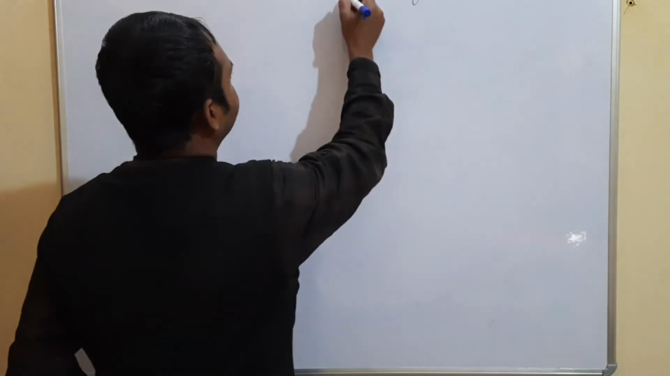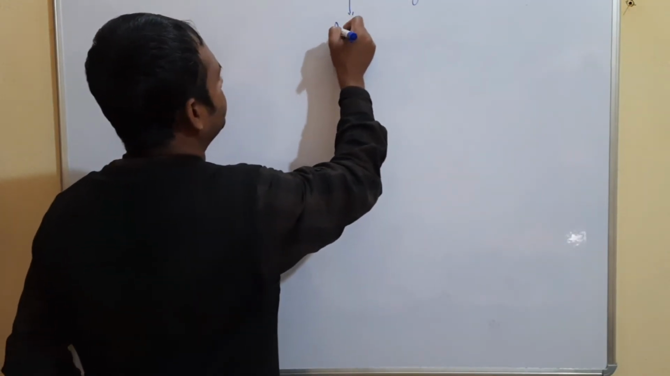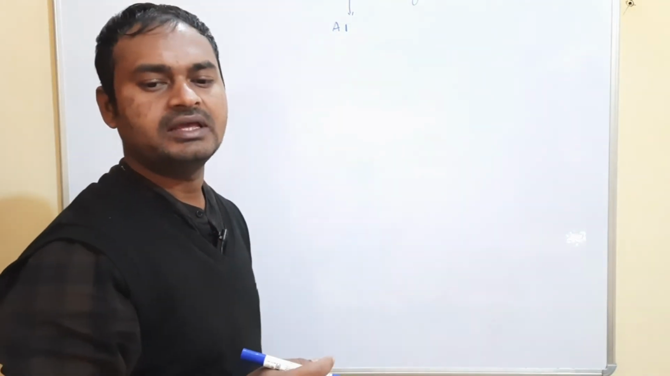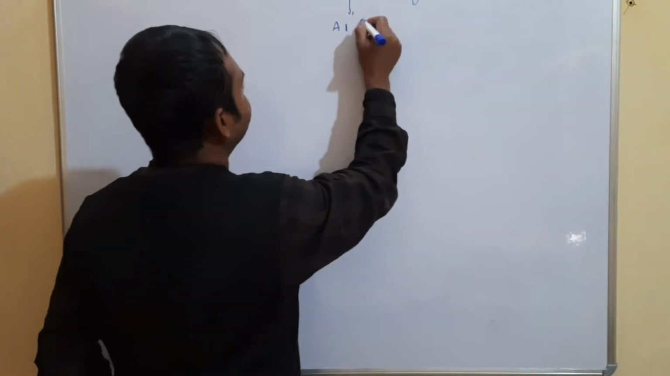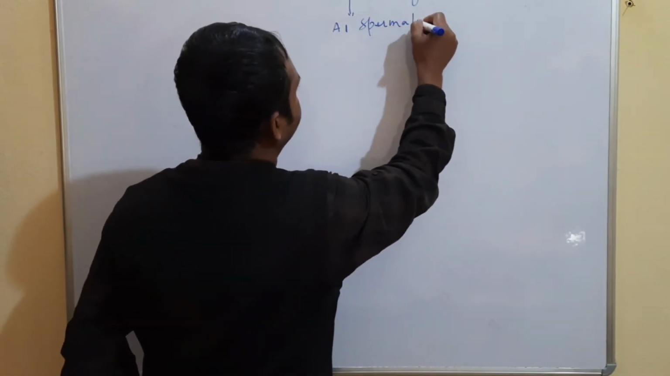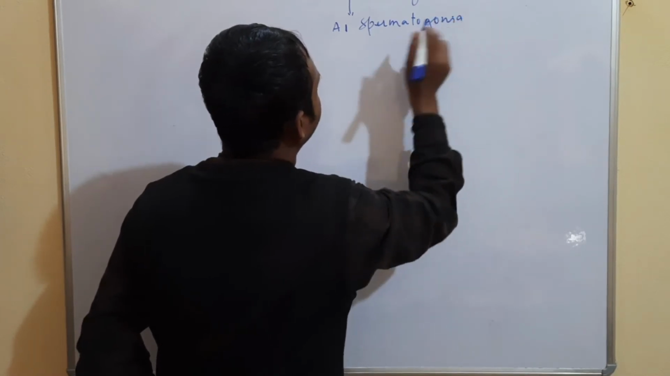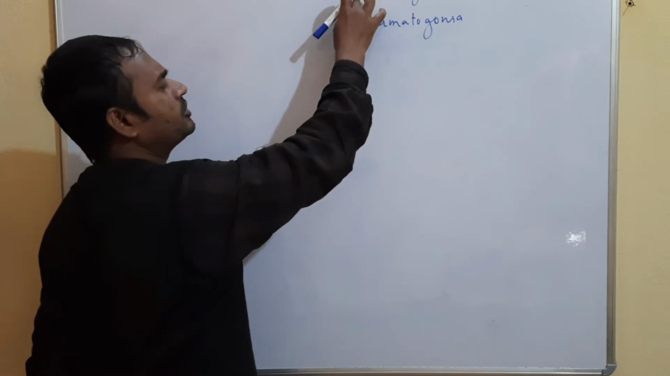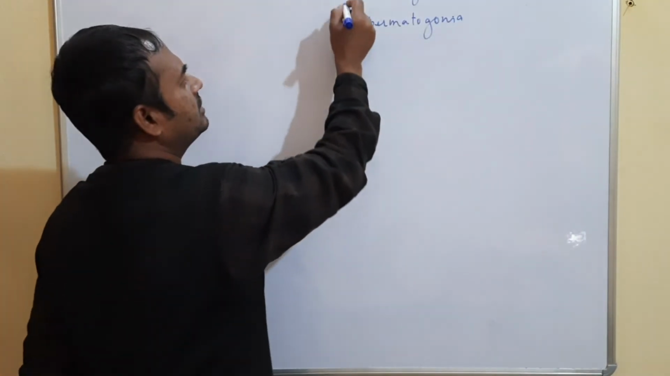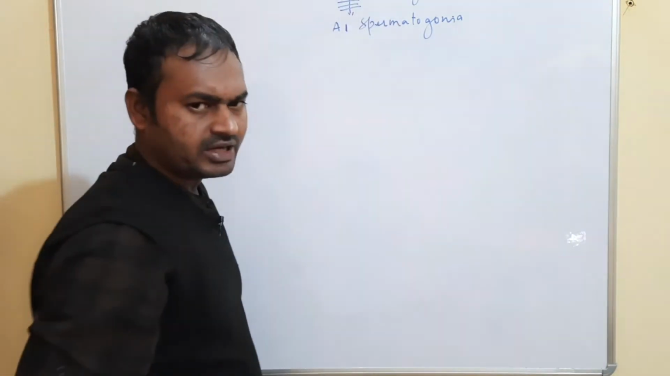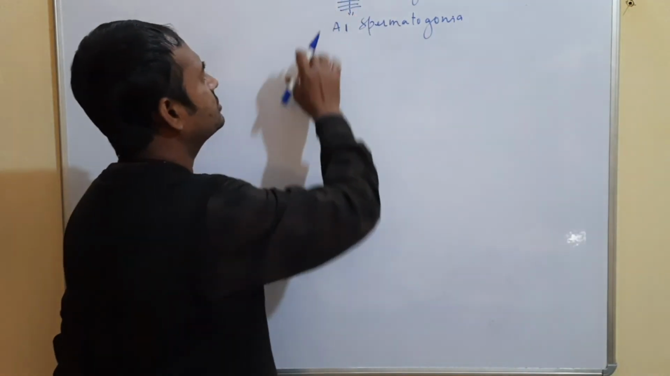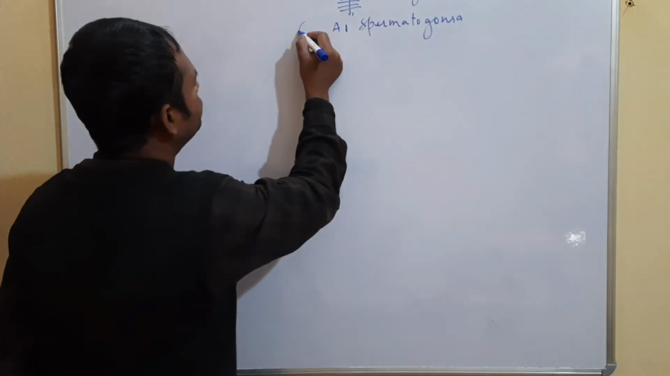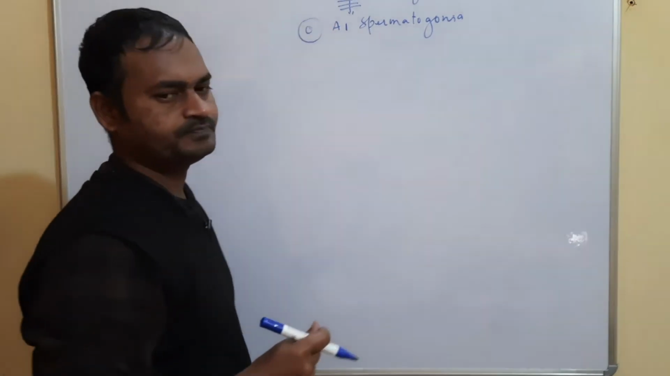Spermatogonia, and this will ultimately lead to the formation of the A1. This will lead to the formation of the type A1 spermatogonia. So there are various steps regarding the transition of type A spermatogonia to type A1 spermatogonia. Multiple steps are there. Now this is the type A1 spermatogonia.